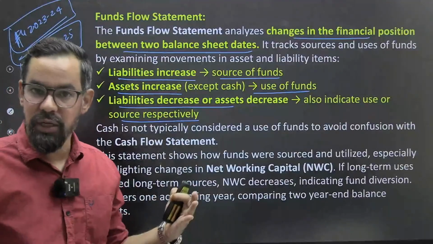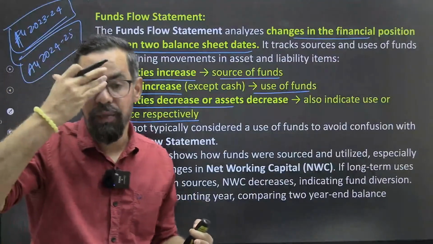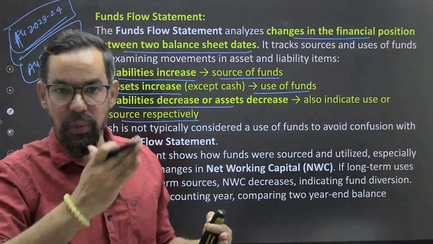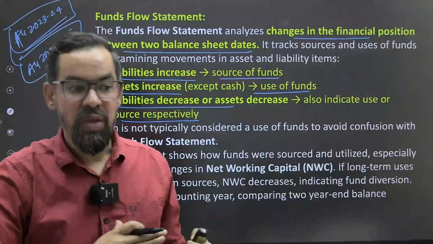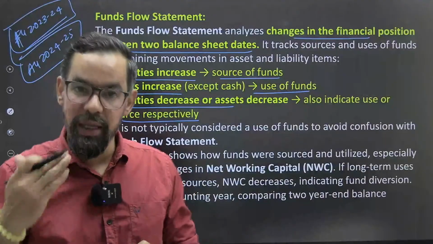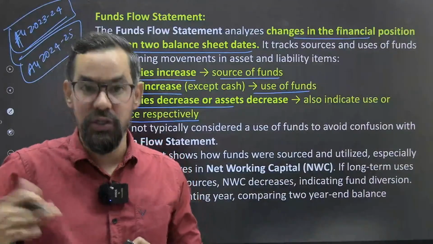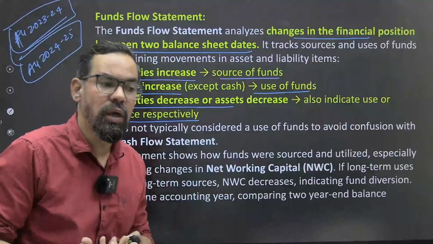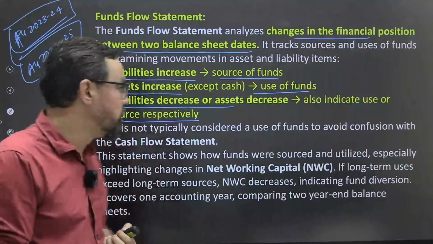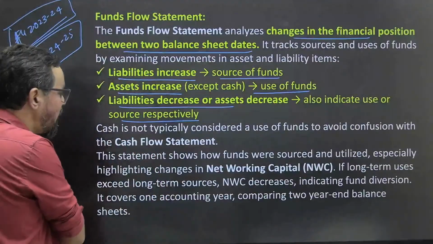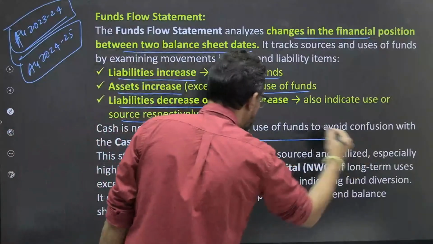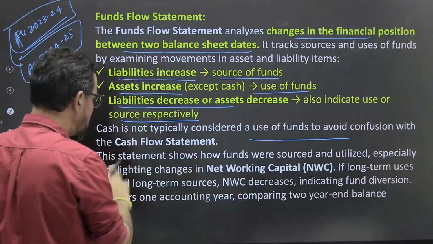ठीक है, जो पिछले डॉक्यूमेंट्स और पिछले रिपोर्ट्स थे, मतलब आपका बैलेंस शीट, प्रॉफिट एंड लॉस अकाउंट और कैश फ्लो स्टेटमेंट, they are used by the internal as well as the external stakeholders, like investors and all, to make analysis about that particular business. Cash is not typically considered a use of fund to avoid confusion with the cash flow statement.